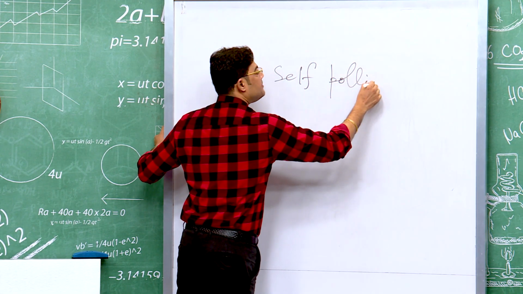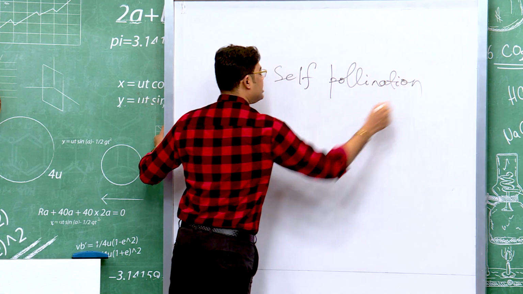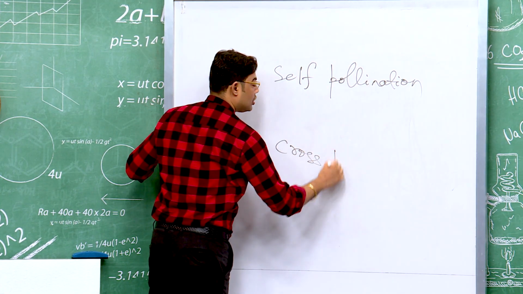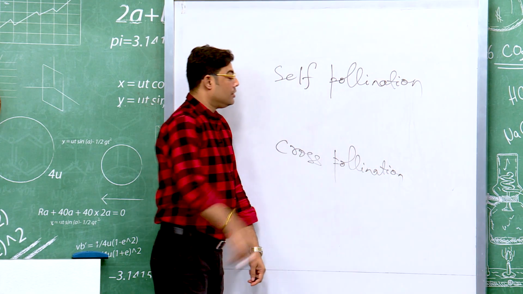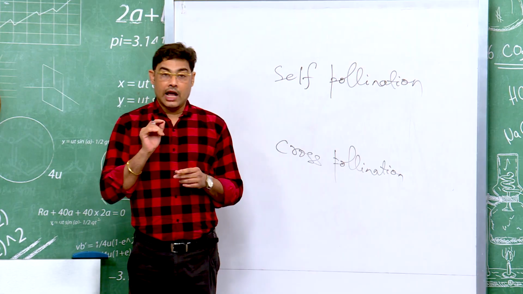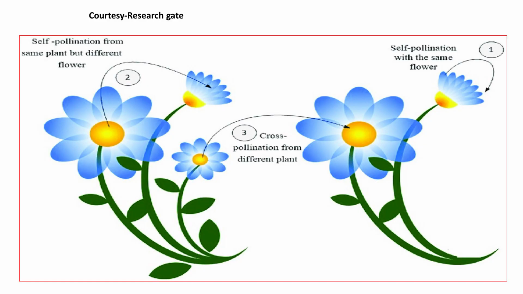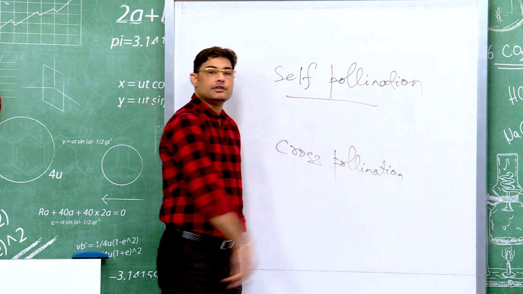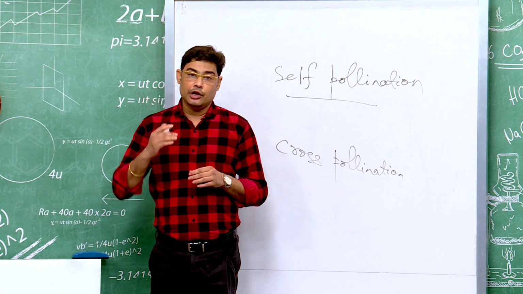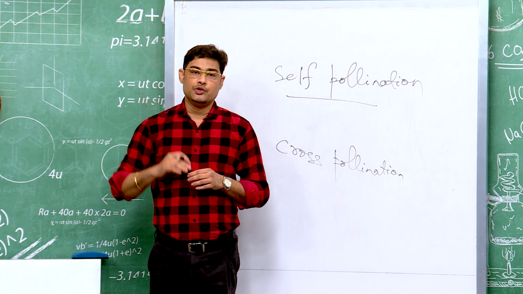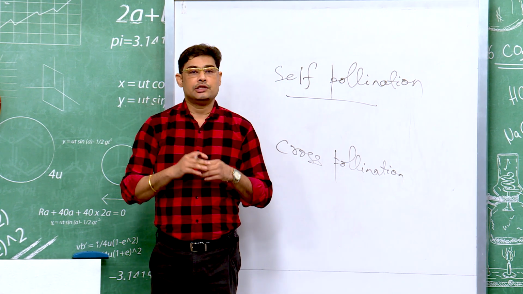So, we have two types of pollination: one is self pollination, the other one is cross pollination. The transfer of pollen grains from the anther to the stigma of the same flower, or of different flowers but born on the same plant, is called self pollination. And the transfer of pollen grains from the anther to the stigma of another individual is called cross pollination.